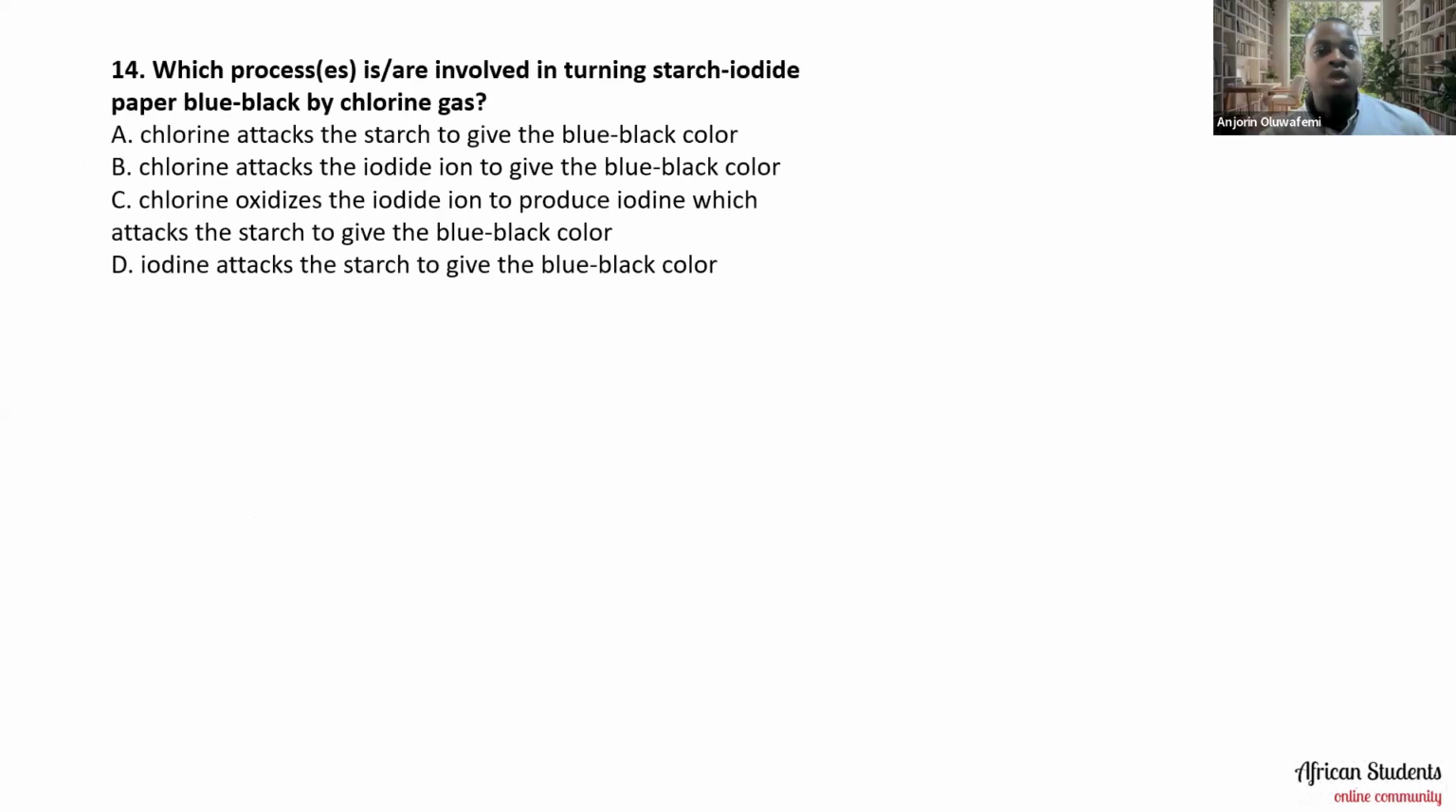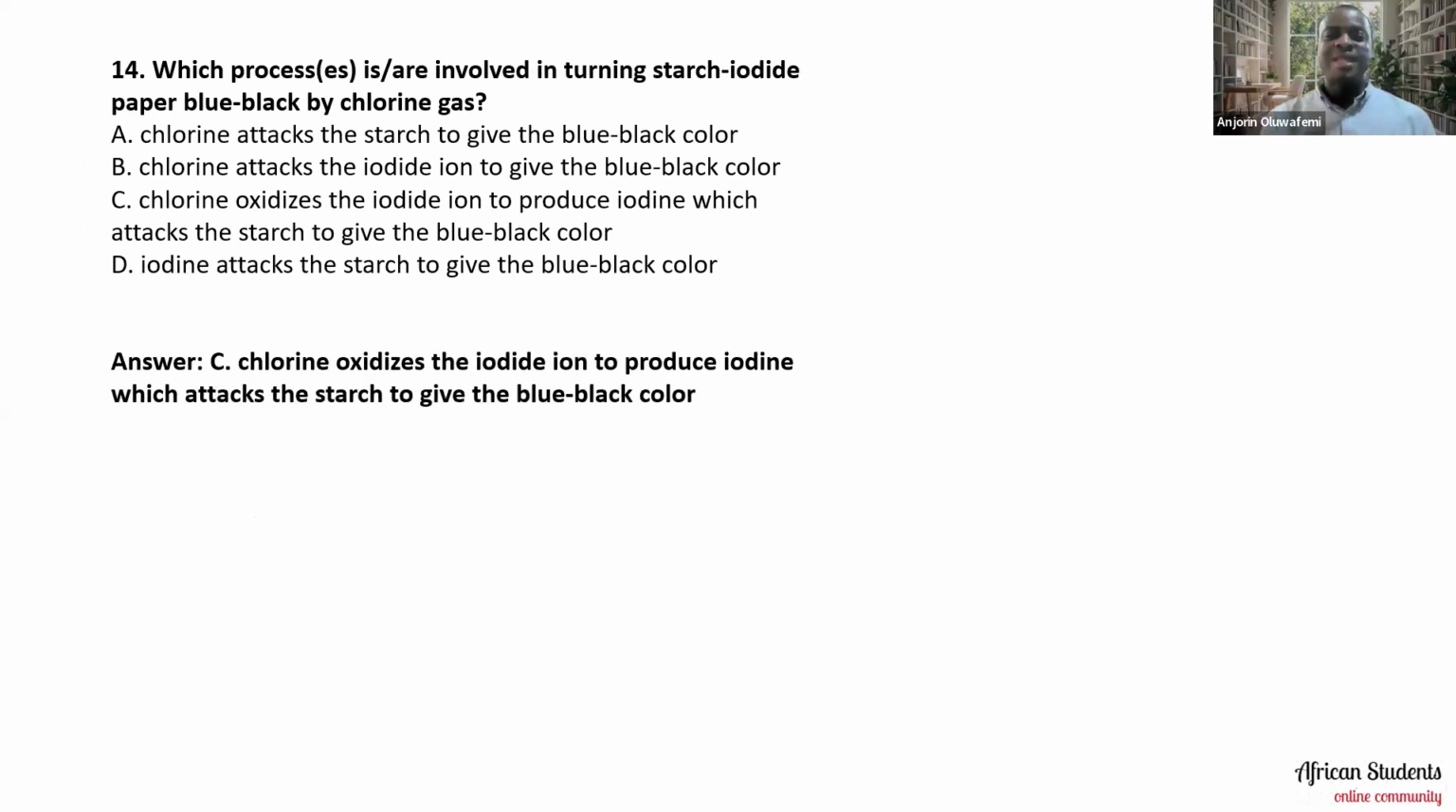So the next question says, which process is involved in turning starch iodide paper blue-black by chlorine gas? Is it chlorine attacks the starch to give the blue-black color? Chlorine attacks the iodide ion to give the blue-black color? Chlorine oxidizes the iodide ion to produce iodine, which attacks the starch to give the blue-black color? Or iodine attacks the starch to give the blue-black color? Now, the right option is C. Chlorine oxidizes the iodide ion to produce iodine, which attacks the starch to give the blue-black color. So that's the right option there.